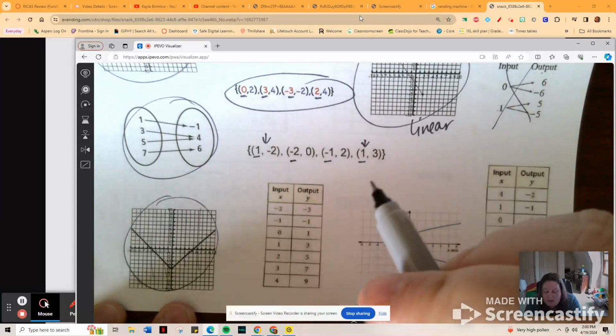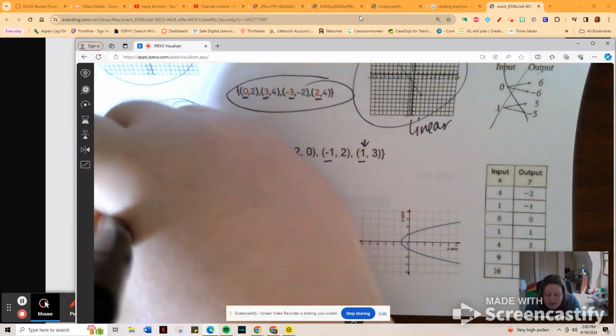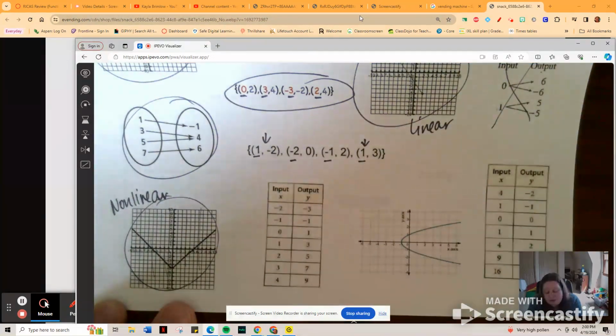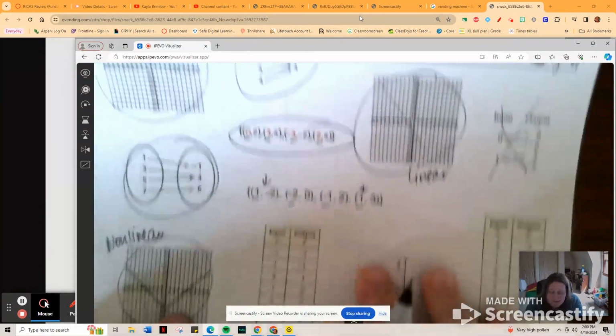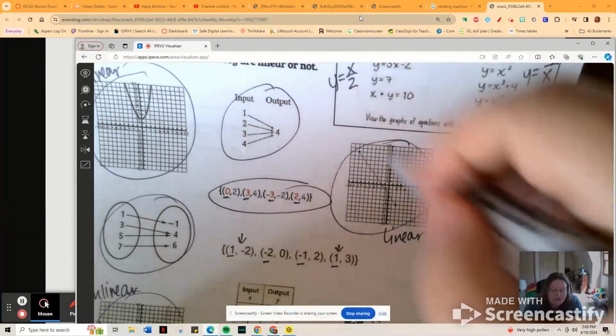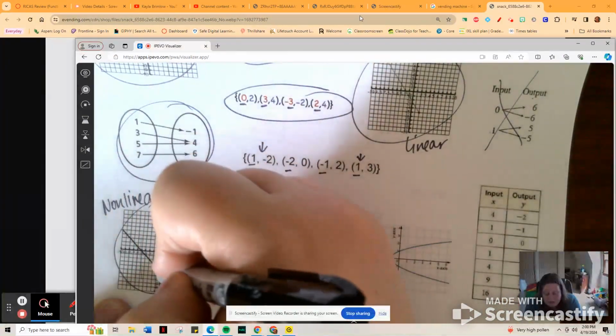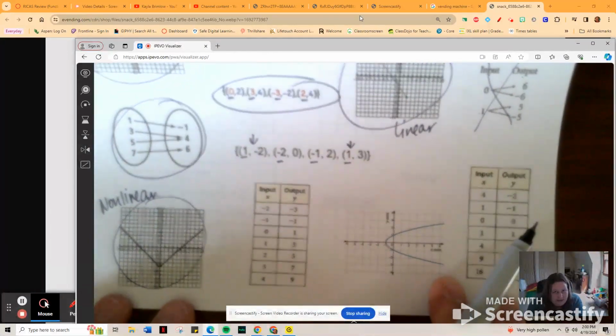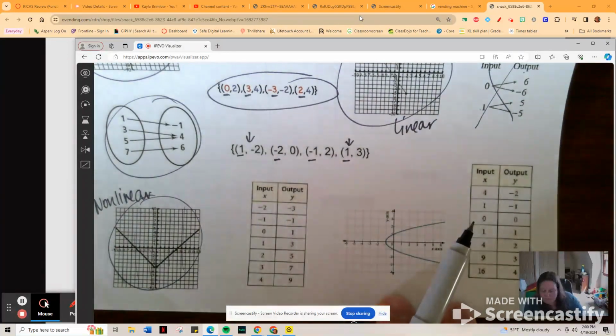Now this one stumps people a lot. This is considered a nonlinear function. Even though it is made using straight lines, it's not a continuous straight line. You can see how this line is continuing to go in the same direction either way, whereas this changes directions at this point. So this is considered nonlinear, but it is a function.